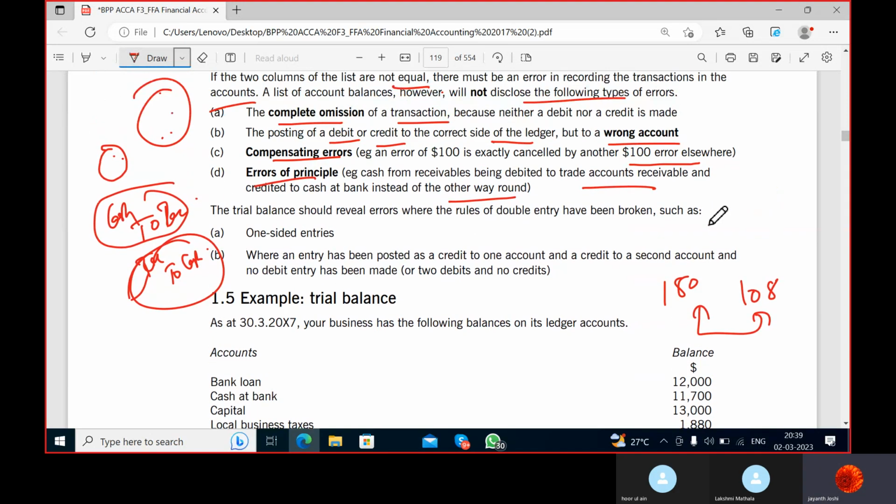Compensating error is nothing but there is an error you made of 100. Because of which your balance is not getting tallied, so you put 100 somewhere else and you try to tally or balance them. That is compensating errors.